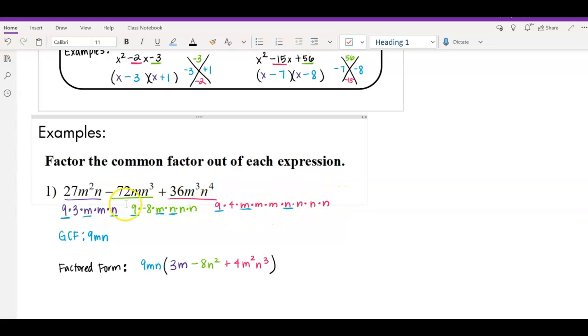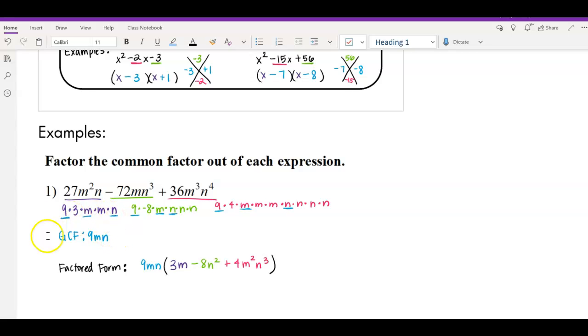If you look at all three of those groups, we already talked about how all three of those groups have a 9 in them. In addition, all three of those groups have at least one m. Some groups have more m's, but they all have at least one. So m also ends up being a greatest common factor. And if you look in all of those groups, n shows up in each of those groups as well, at least one n in each of those groups. Again, some groups have more n's and some groups have less, but we want at least one in every group.